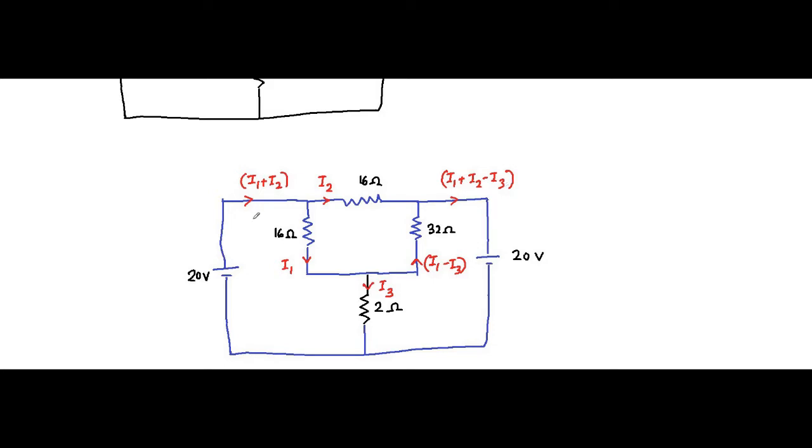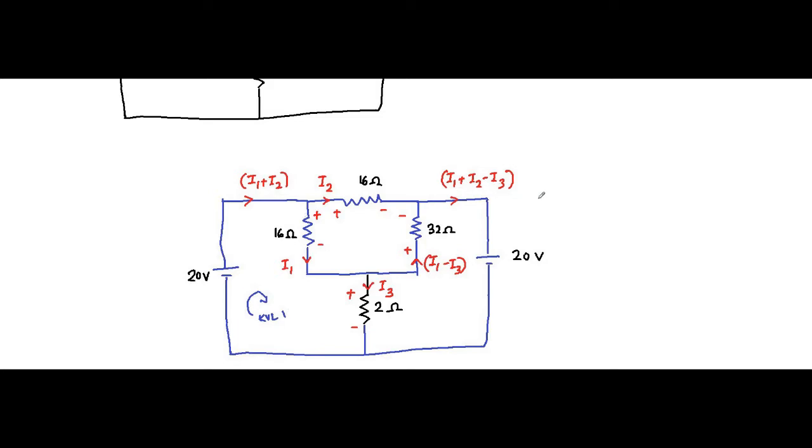Now let us assign the polarities. This will be plus minus, this will be plus minus, this will be plus minus, this will be plus minus, like this. So now let us apply KVL, Kirchhoff's voltage law. Let us apply KVL in this left loop, like this. KVL 1, let's call it.